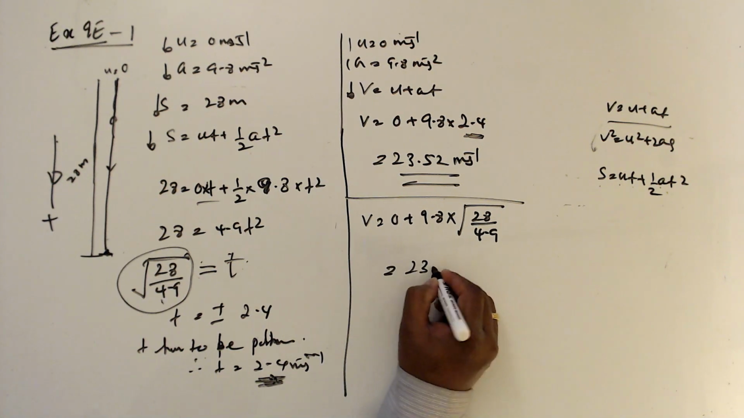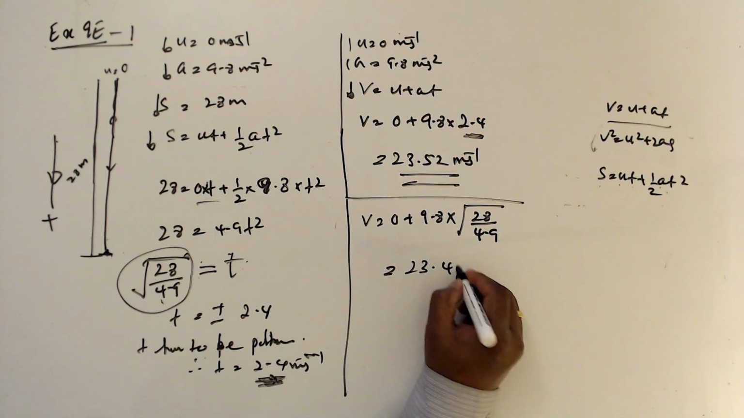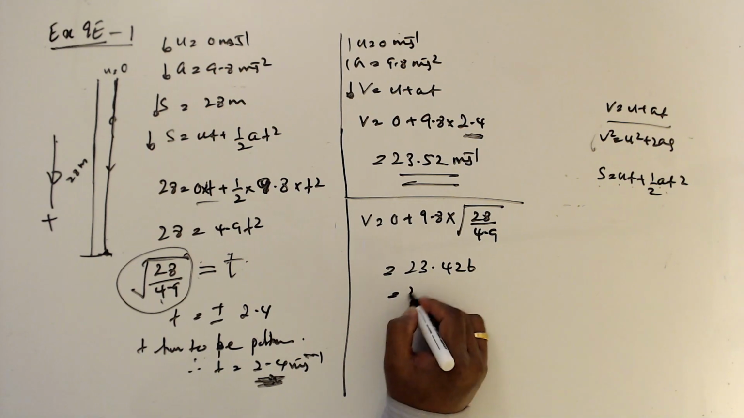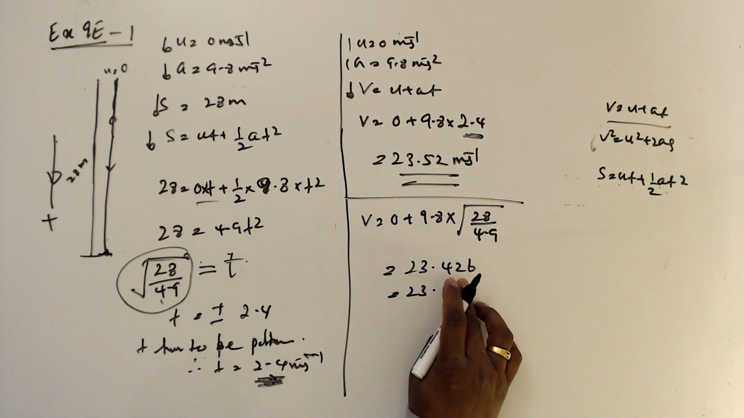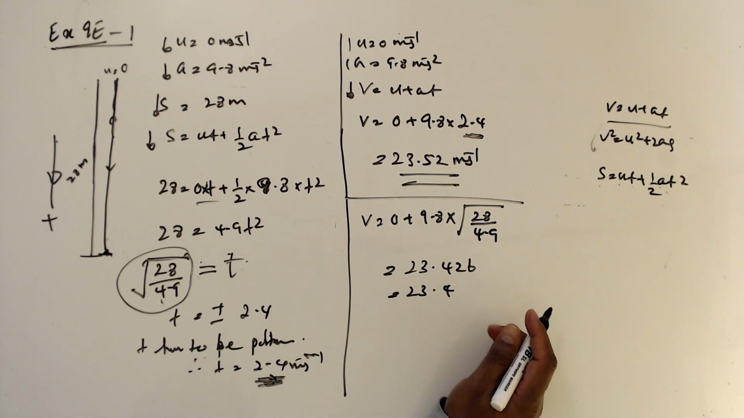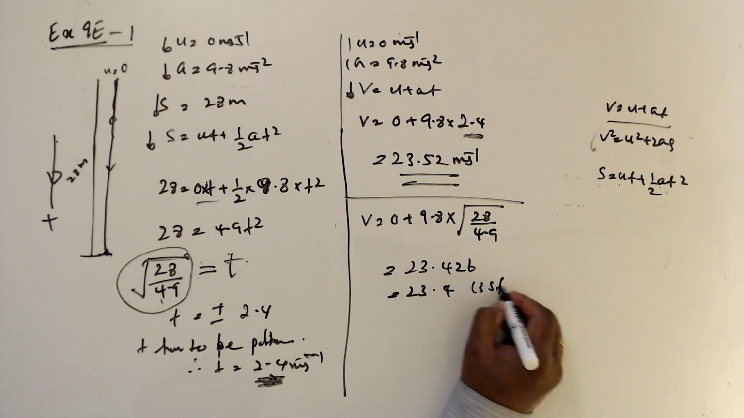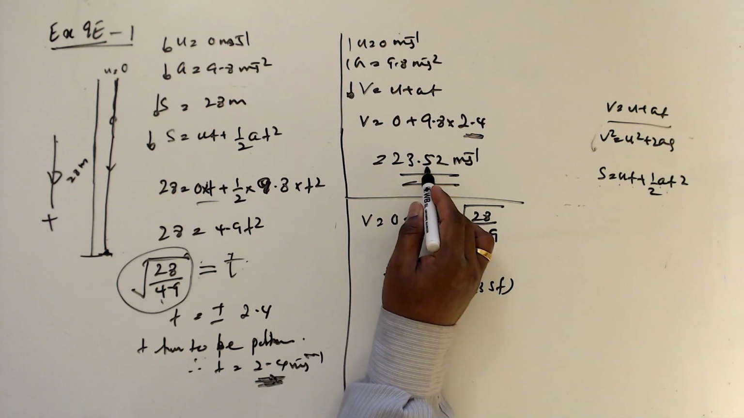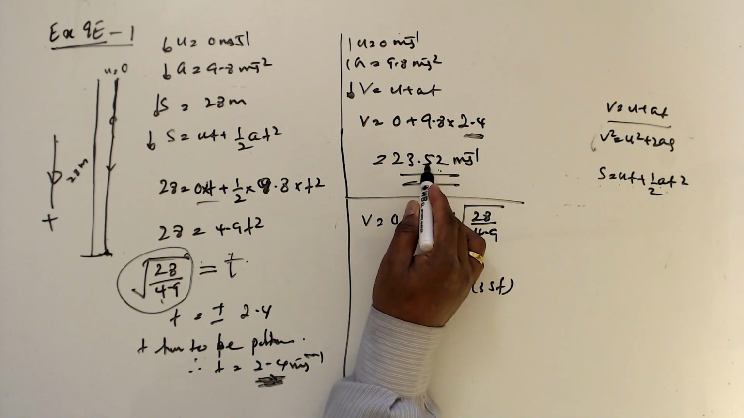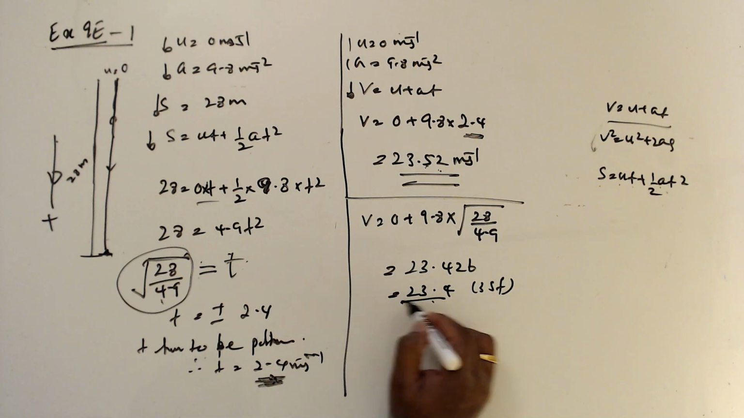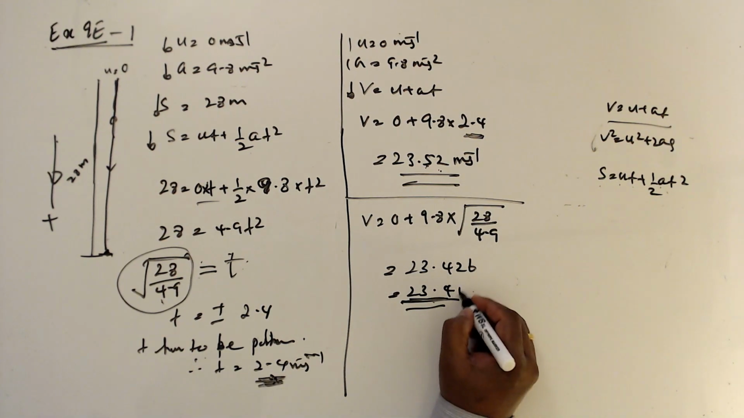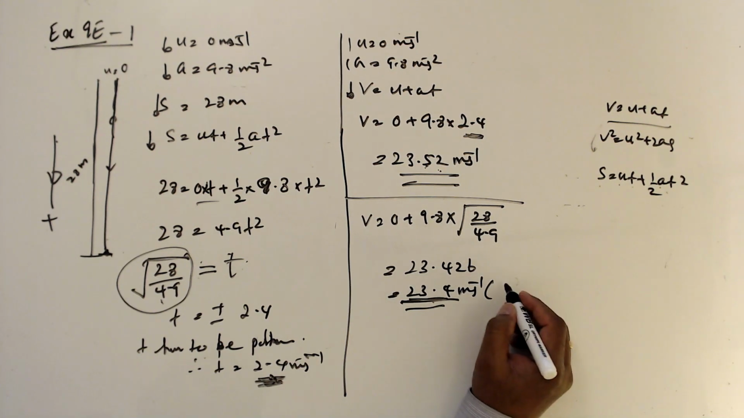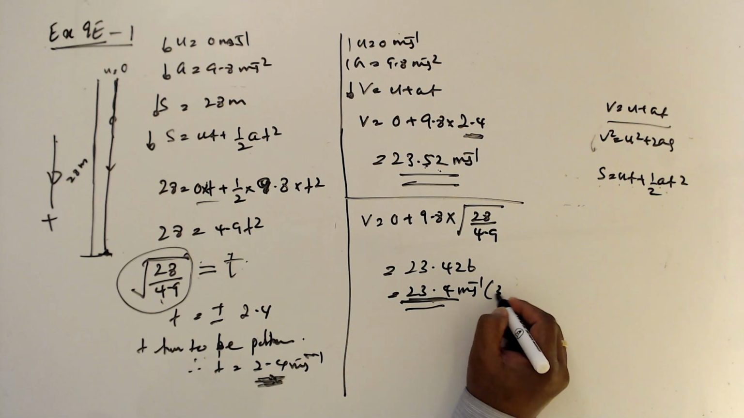So this is 23.426. So basically 23.43, or 23.4 to 3 significant figures. The earlier value, 23.52, is not accurate with this number. So this is the most accurate one: 23.4 meters per second for 3 SF.